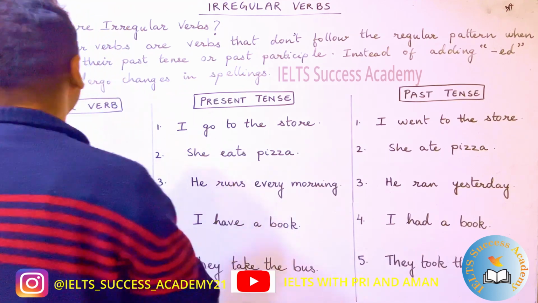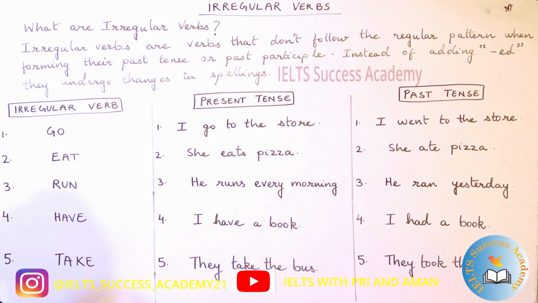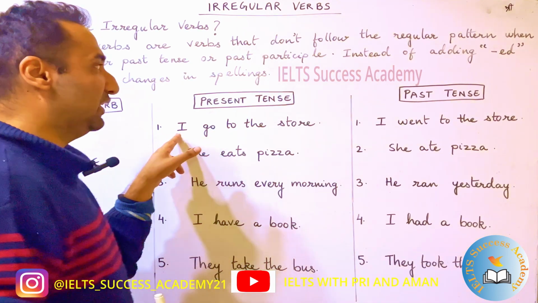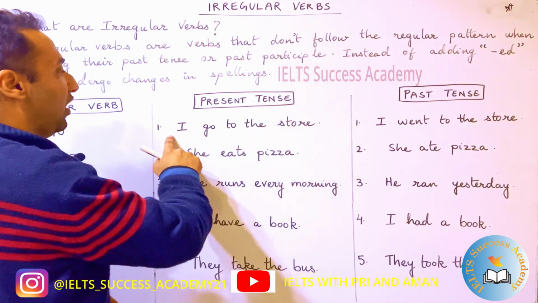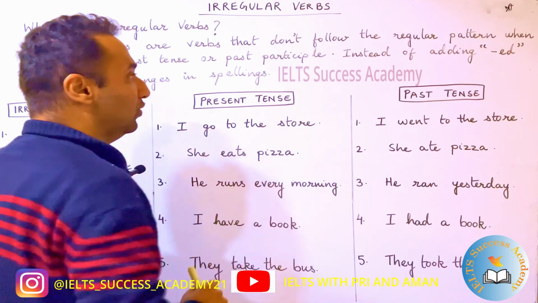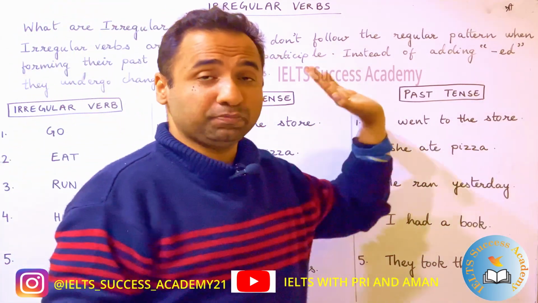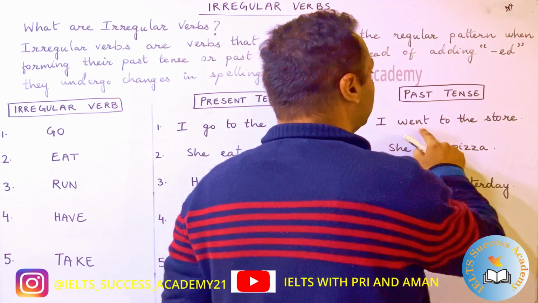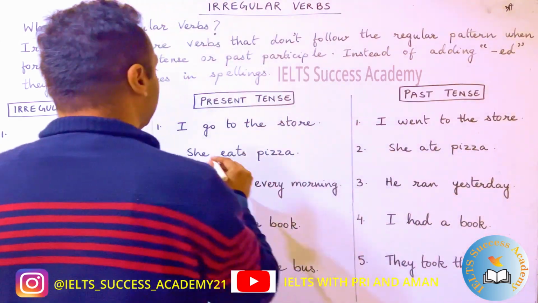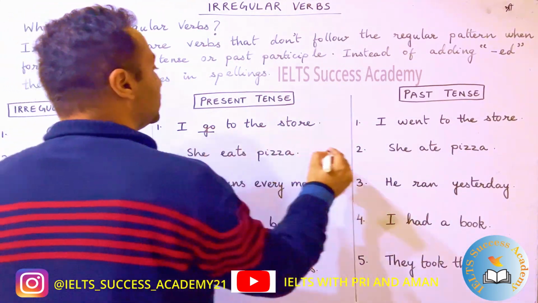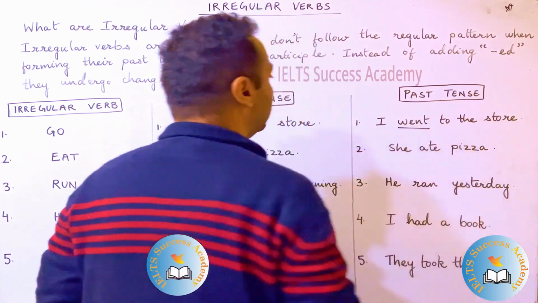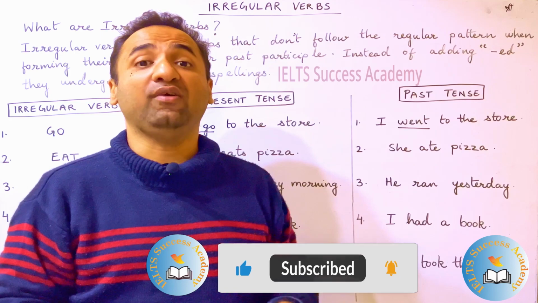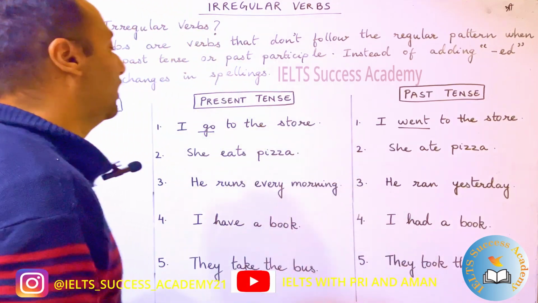So, for example, the irregular verb is go. Its present tense is I go to the store. But in its past tense, we say I went to the store. So, go changes to went. It's not I goed to the store. I went to the store.